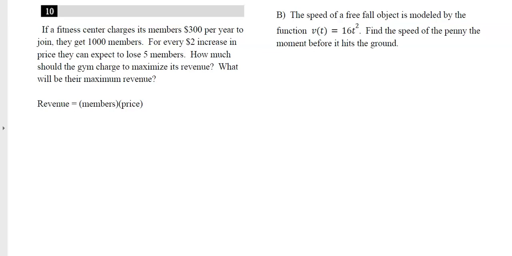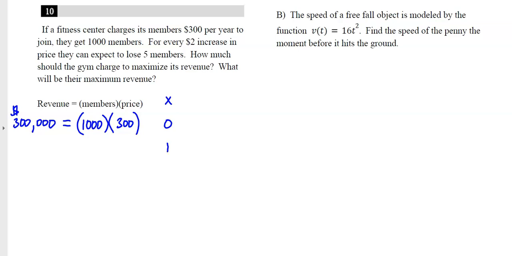So revenue is how much money they bring in. So you have the number of members, which is 1,000, times the price, which is $300. So that means right now they're currently bringing in $300,000 per year. Now it says if they increase $2, so on the first increase, I'm going to call this my x's. This is at 0. This is where we are now.